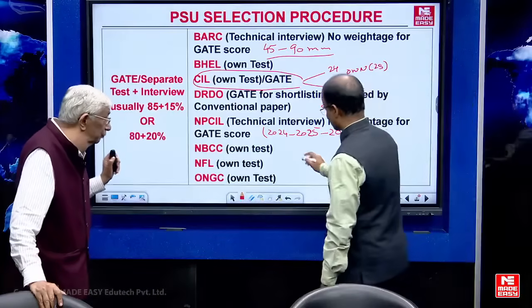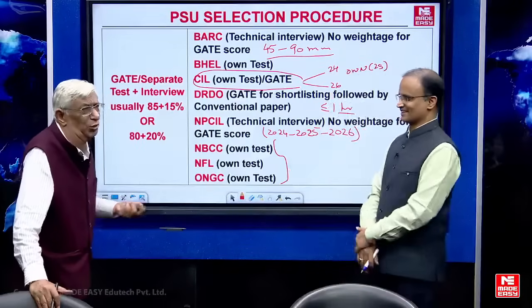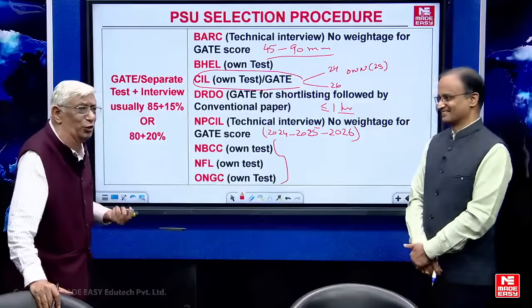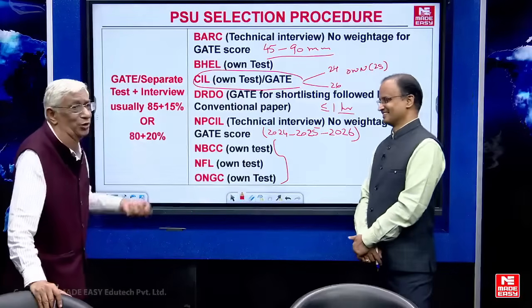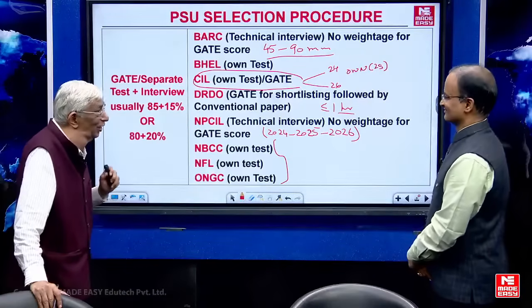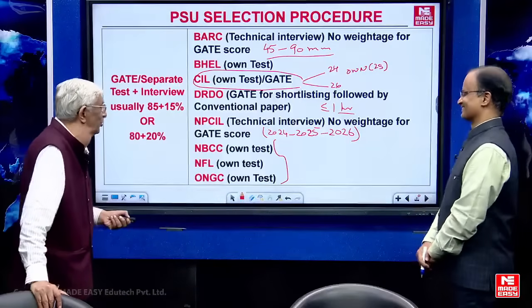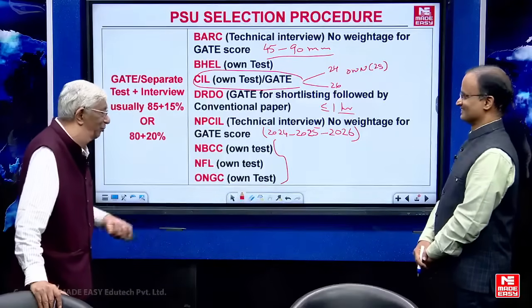If they conduct their own exam, it is an advantage for students, sir. Those who did not perform well in the GATE, naturally, if you didn't do well in GATE, here is an opportunity for you to get another chance, another go. Yes. Exactly. The only thing is that it is not GATE and this, it is GATE or this. Yes, sir. That's the only thing. BARC is the only exception. Yes, sir.